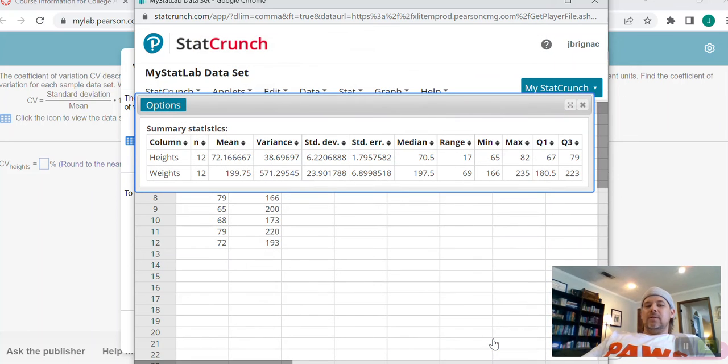And then we do compute, and so for the heights, the standard deviation is 6.22, and for the weights, the standard deviation is 23.9. Okay. So let me write those numbers down. I think it's just gonna ask for the height. So let's say 6.22. Okay.